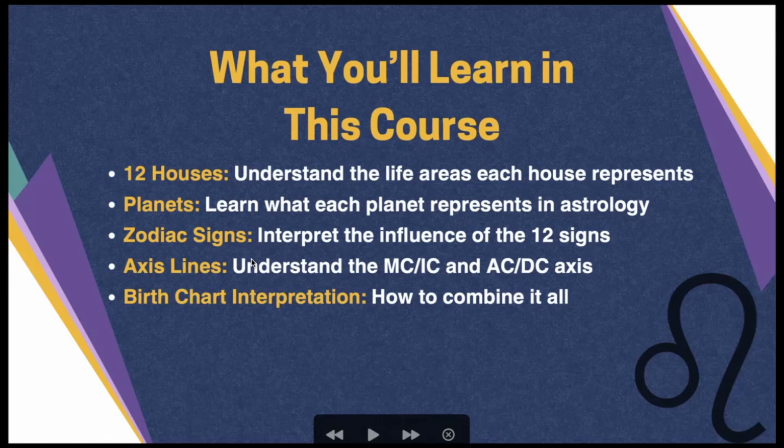And birth chart interpretation. How to combine it all. How to combine the 12 houses, your planets, your zodiac signs, and your axis lines.